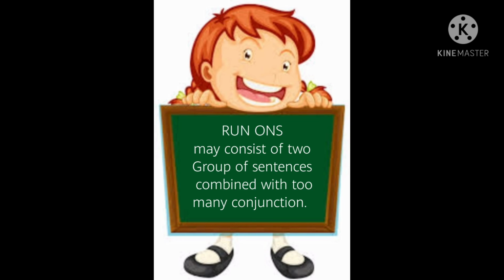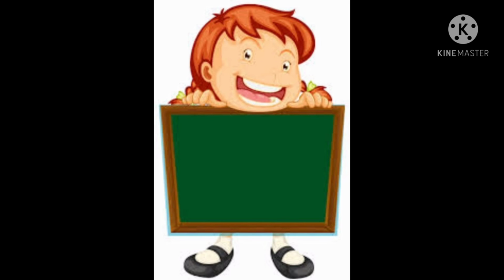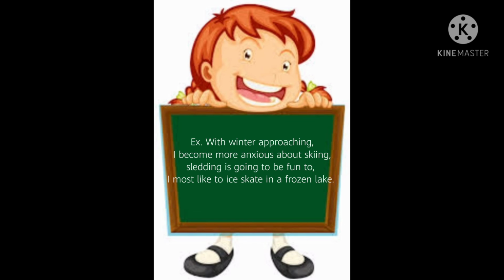A run-on may consist of two groups of sentences combined with too many conjunctions. For example, "We went to the store and we brought some bananas and we talked about our neighborhood just returned from his vacation, but we still had time to return home and make our favorite cake, and then we went jogging." A run-on may consist of a group of sentences combined with commas. For example, "With winter approaching, I become more anxious about skiing, sledding is going to be fun too, I most like to ice skate in a frozen lake."